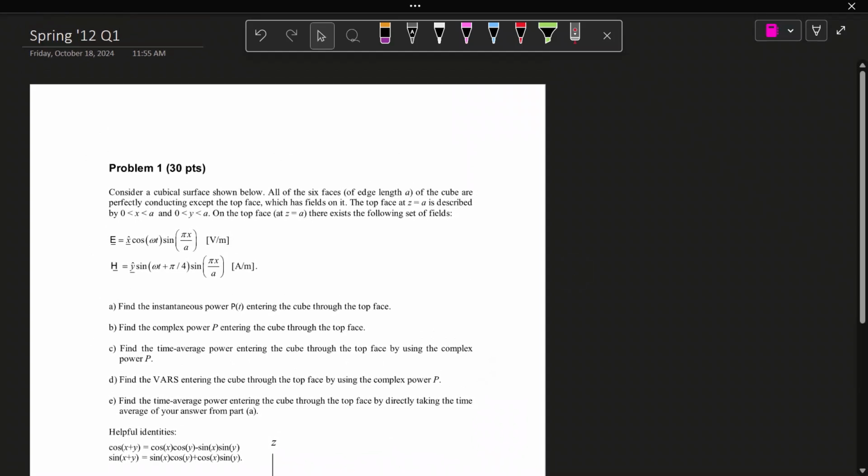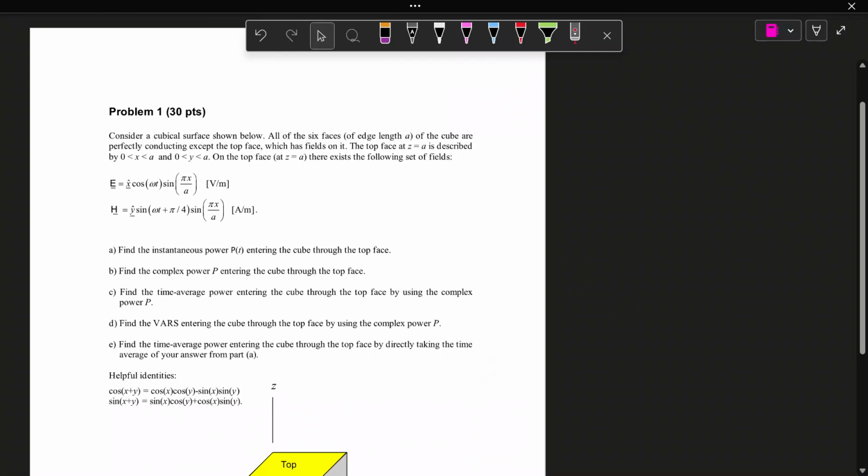This is spring 2012, exam 1, question 1, another Poynting vector problem. This one is a little more difficult, I would say, because it has 5 parts. The good thing is they actually give us E and H. That's pretty good.